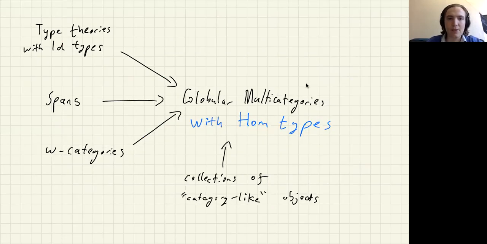Okay. So this works very well in all the examples that I've talked about, and these homomorphism types, they capture the identity types in the type theory setting, but in general, they capture things like Hom profunctors in the category-like setting. In spans, the Hom types will actually be really boring because they'll just be the trivial spans, which are identities on both legs.